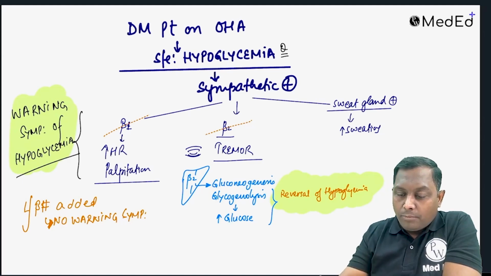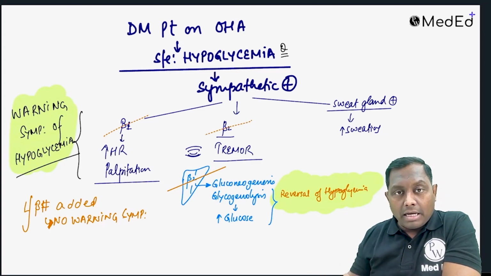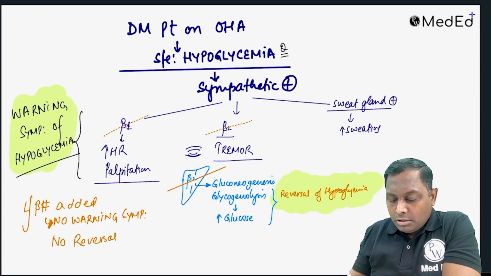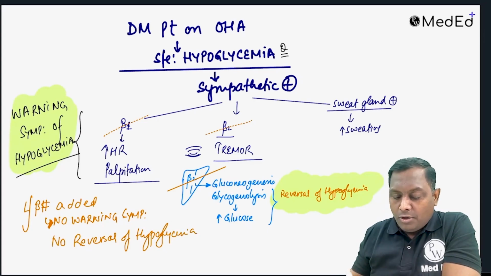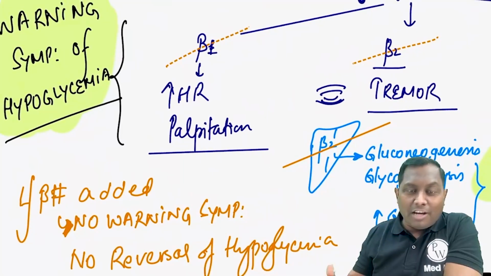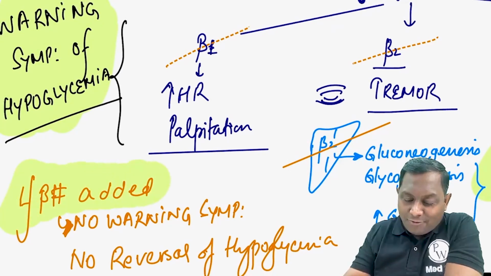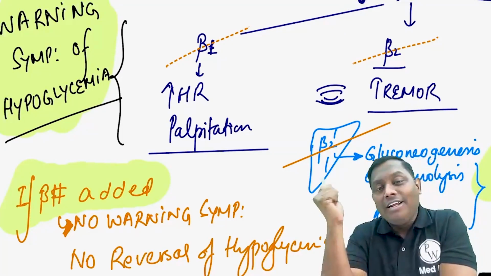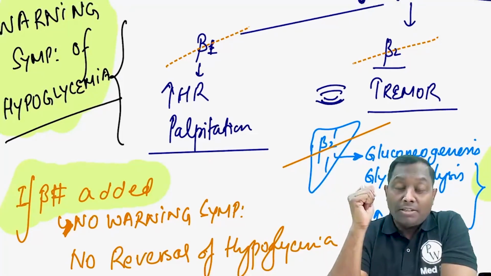Apart from that, if you are blocking beta, don't you think you will be blocking beta of the liver as well? Yes, you will block the liver's beta too, right? So again, no warning symptom will come, and there will be no reversal of hypoglycemia also. So you see, there will be no warning symptom and there will be no reversal of hypoglycemia if you add any beta blocker. Therefore, which drug is mandatorily contraindicated in a diabetic patient, especially that is going to be your beta blocker, especially non-selective beta blocker.